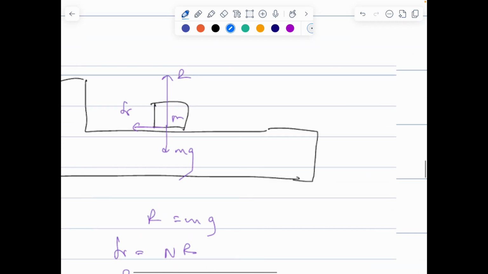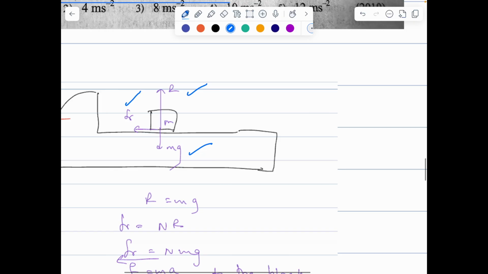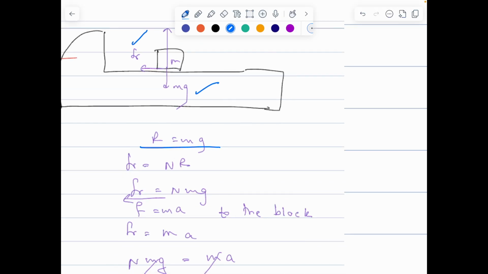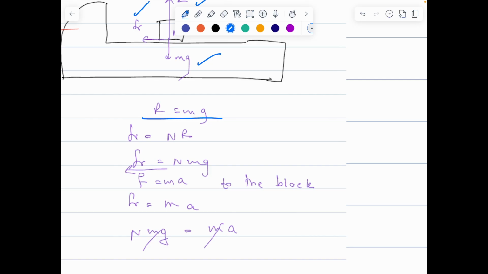So you can mark the frictional force like so, the reaction and the weight and so on, right? So you can see the reaction is equal to the weight mg, frictional force is equal to mu R. We're talking about the maximum static limiting friction because we're talking about the maximum acceleration. So Fr is equal to mu mg. This frictional force is the very reason for there to be an acceleration. This is the external unbalanced force acting on the object to give it an acceleration.